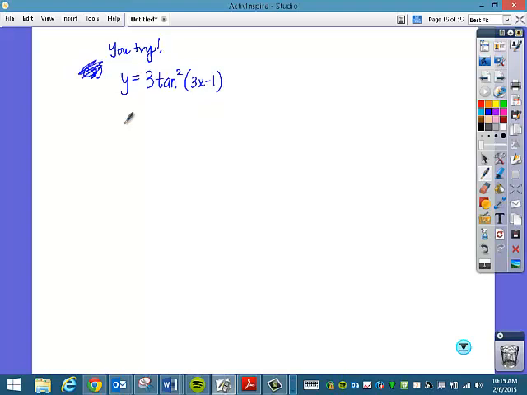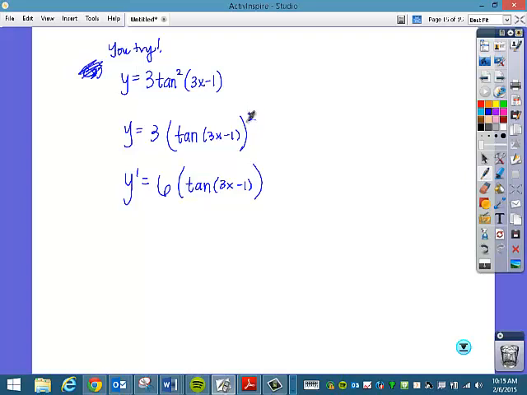Okay, first you gotta rewrite it. So it's 3 times tangent of 3x minus 1 squared. So I'm going to take the exponent, pull it out front. I'm doing the chain rule. 2 times 3 is 6. I'm keeping my insides the same. Keeping my exponent, subtracting 1 from my exponent, so it's 1. Now I have to take the derivative of what's inside the parentheses.